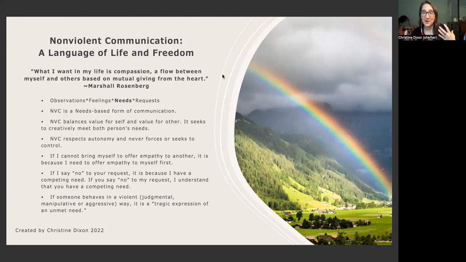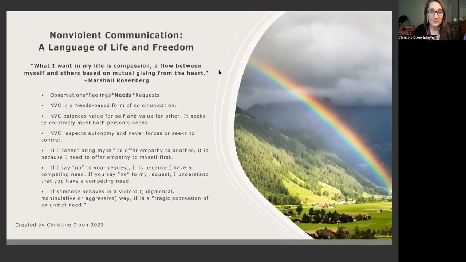Just like our protective parts inside, the problem with protectors is they cannot protect. They often work so hard and produce the very thing they're afraid of. So it's the same thing. It's a tragic expression, not because they're evil, but because they're not actually accomplishing what they want. They're not able to get their need met. So we can get curious, like I said, with ourselves and with other people. I wonder what the need is underneath. And we will practice that as we go forward.